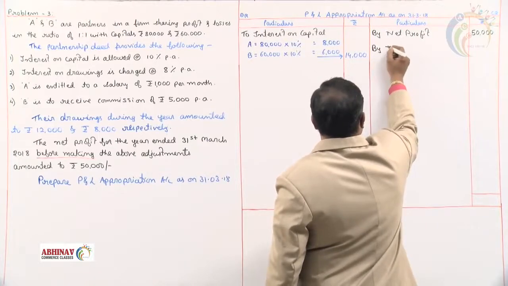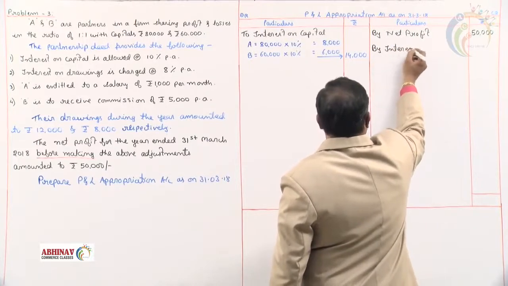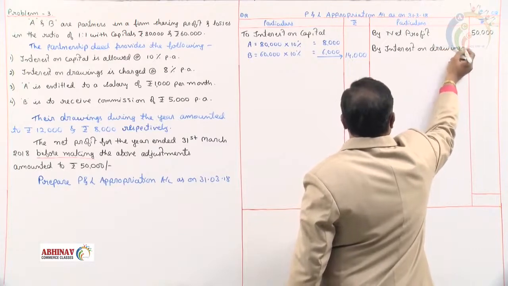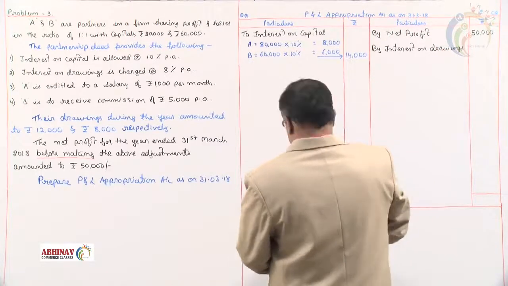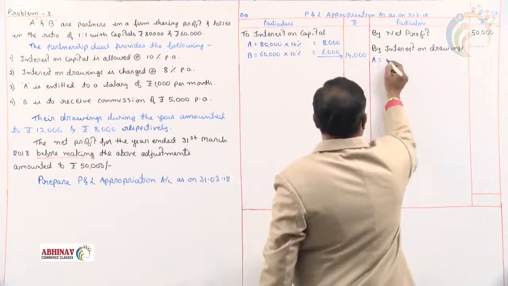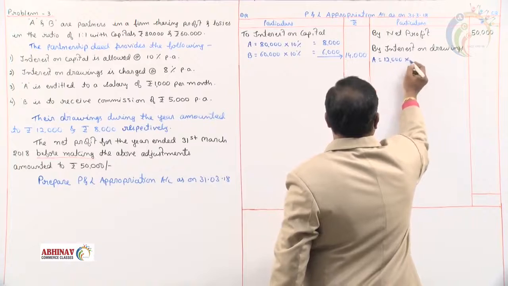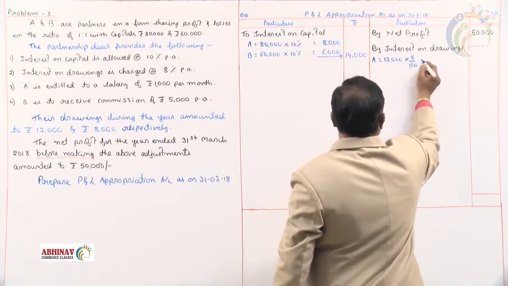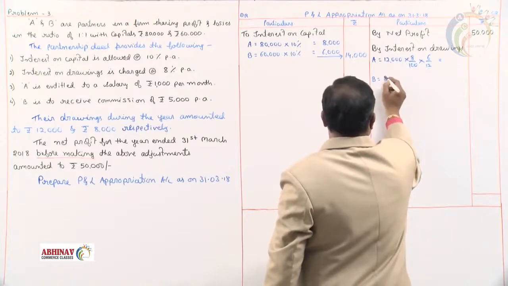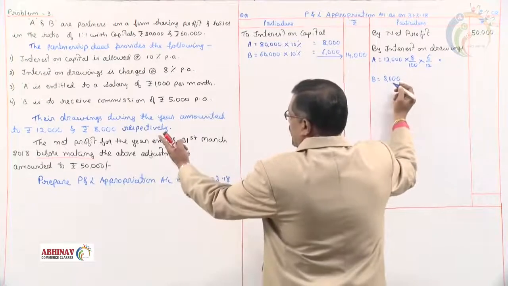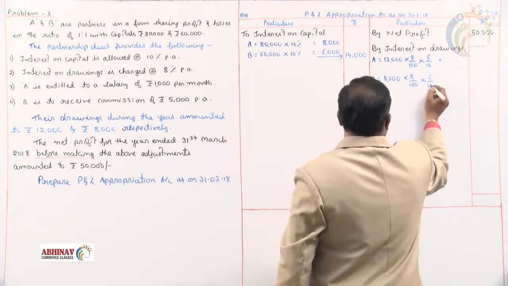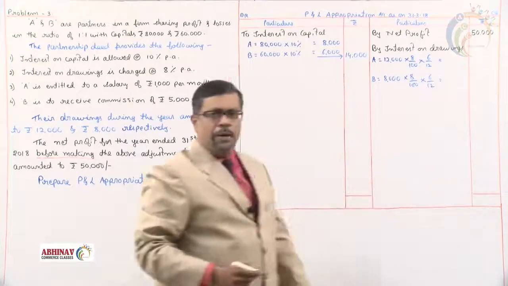It's an income. We'll take it on the credit side by interest on drawings. Then A. What is the amount of drawings of A? It is 12,000. And to what percent? 8%, but for 6 months. B. It's 8,000 into 8% for 6 months. So let us see what amount we get.